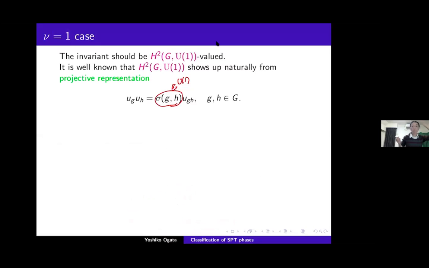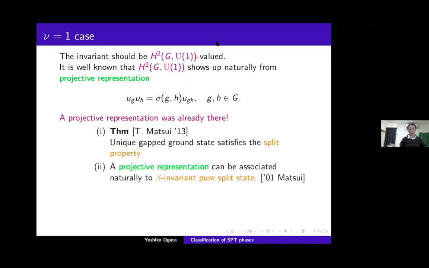So what I wanted to say is, when we have a projective representation, a second cohomology class naturally shows up. Therefore, the goal seems to be to find some projective representation in our system. But actually, this projective representation was already there from before. This is thanks to a great result by Matsui on the split property.